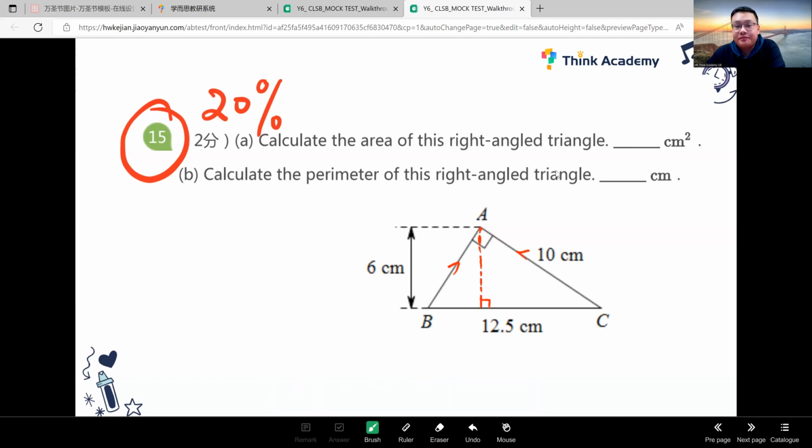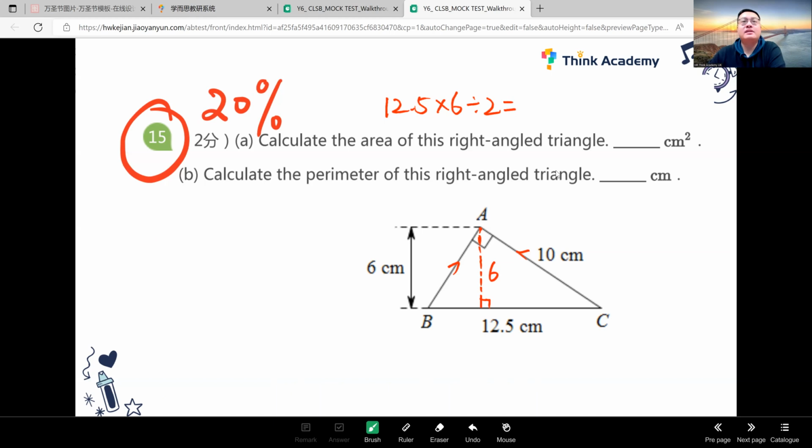Yes, Kiki. Yeah, it's fine. Okay. So if you treat this one as the height, then BC will be your base. So you use your base times the height divided by 2, and you get the area. So let's say 12.5 times 6 divided by 2. Then that will be the area of this right angle triangle. Guys, tell me what is the area you got?